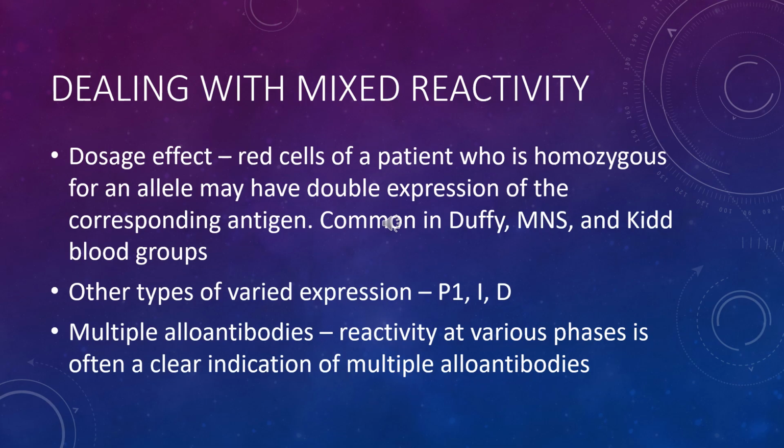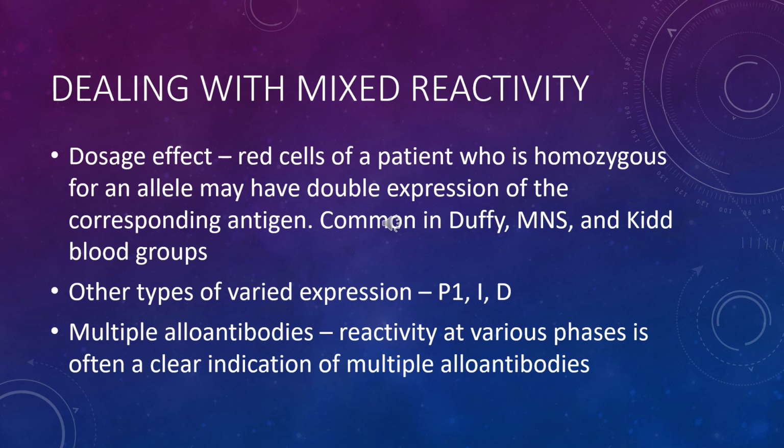And then even the D antigen can show varied expression. I mentioned that there's no antithetical allele, but there is sometimes genetic mutation, such as weak or partial D patients, but then also the other Rh antigens can affect the expression of the D antigen.